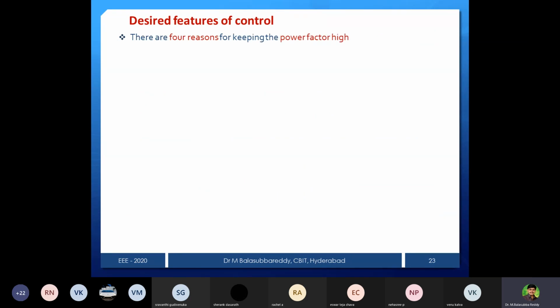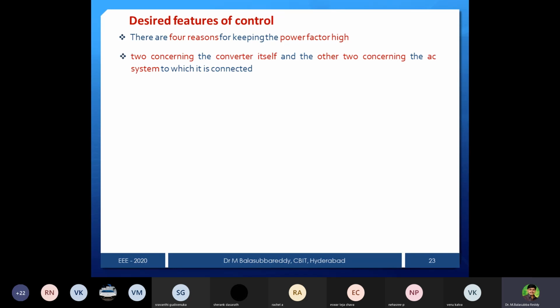And these are four reasons for keeping the power factor high. This is one statement I made earlier in the desired features: the power factor must be high. So why does the power factor need to be kept high? There I mentioned as a statement that power factor must be kept as high as possible. And why do we need to keep it high? There are four reasons.